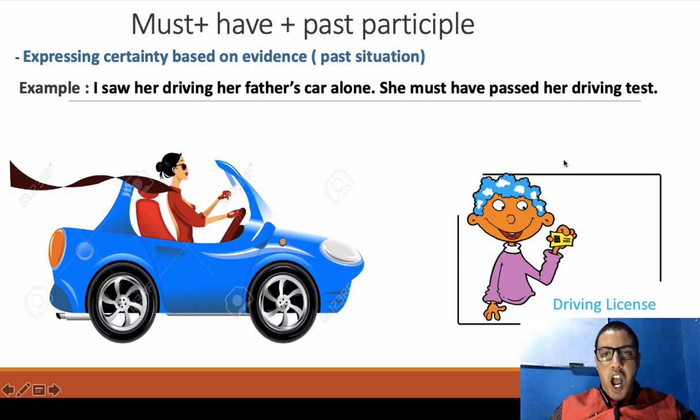The question is, how do I know that I am sure? Because I saw her driving her father's car. So this is the evidence, this is the proof. So what is the conclusion? The conclusion is that I am certain that she passed her driving test. So here we have certainty based on evidence. But please remember that here we are talking about a past situation. Got it?